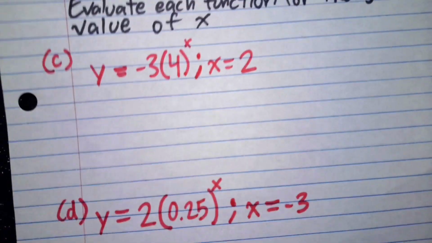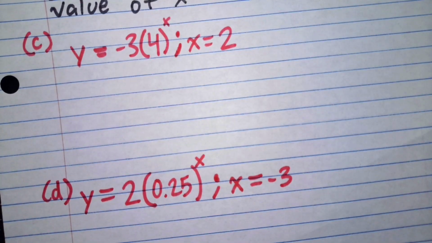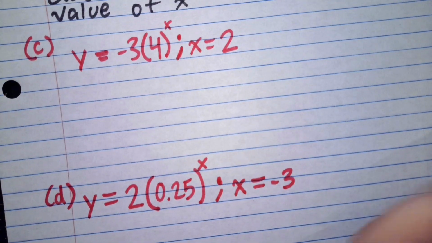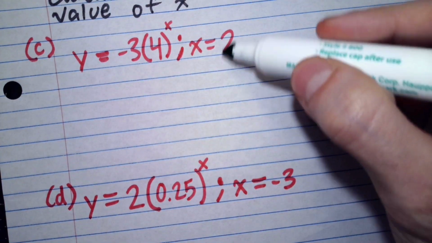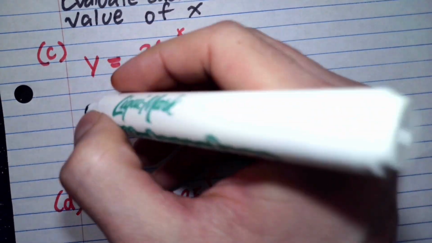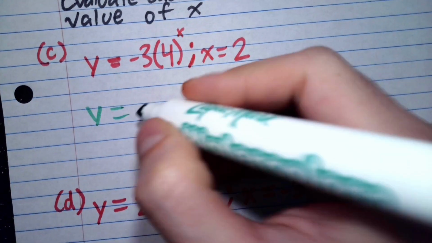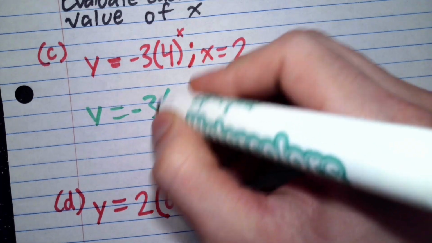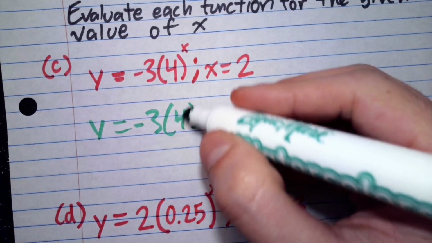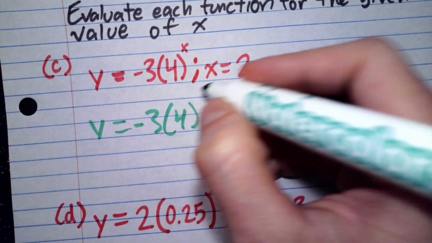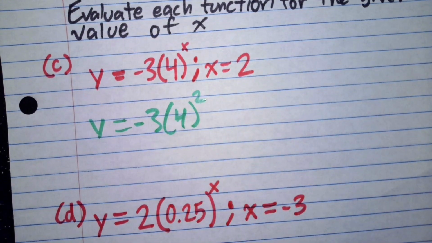C and D deal with just finding one single value with each of these exponential functions. So for C, we're really just asking, what is my y value when x is 2? So let's see, y has to be equal to negative 3 times 4. But instead of writing 4 to the x power, we're now going to write 4 to the second power.